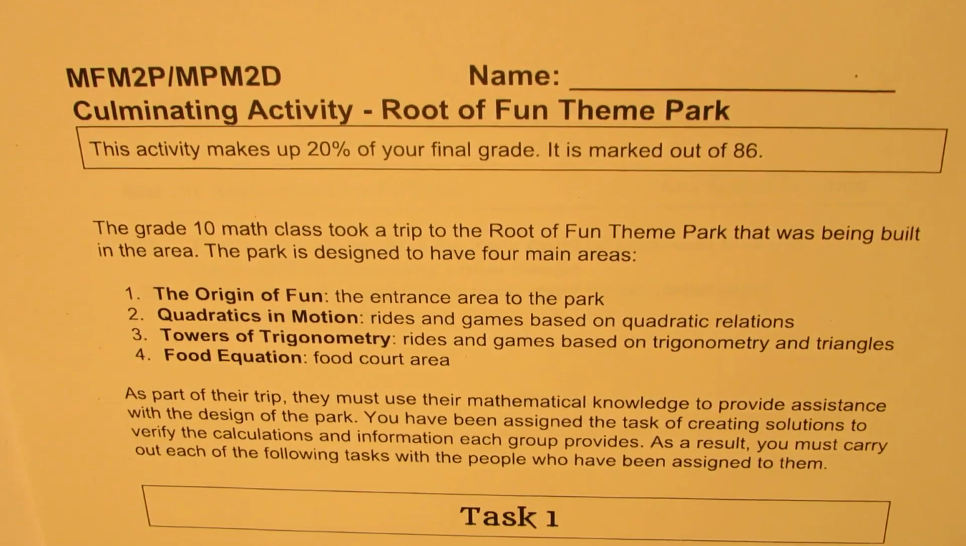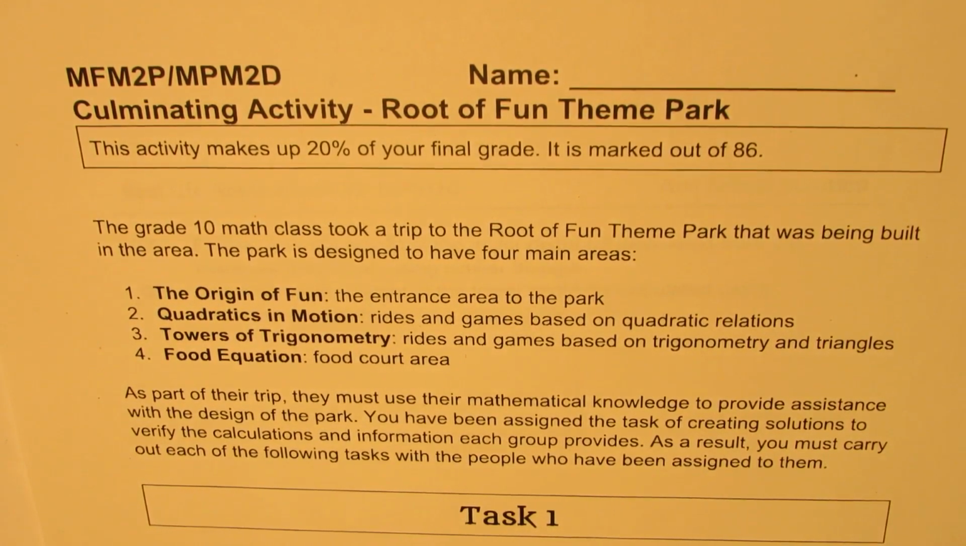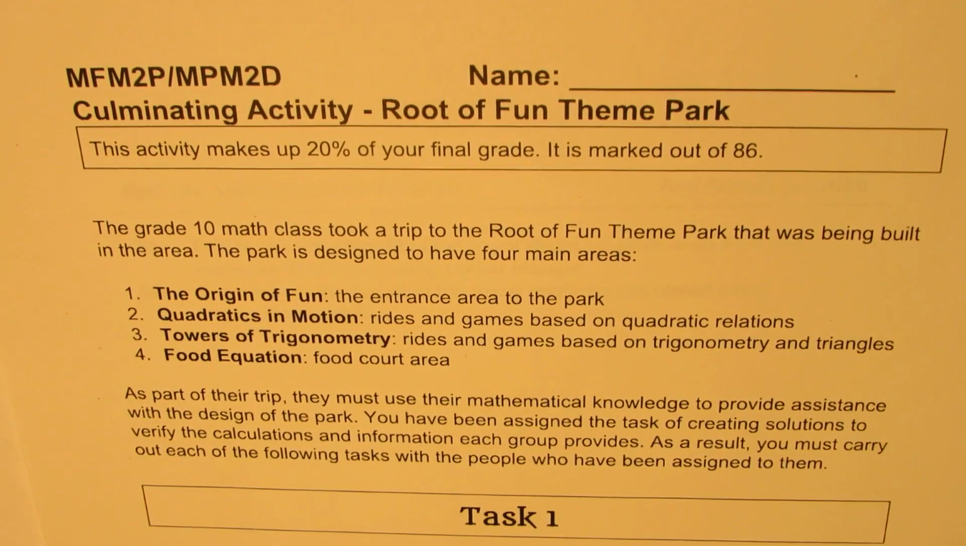So this is actually for the grade 10 students here in Toronto. The activity makes up 20% of your final grade. It's marked out of 86. The grade 10 maths class took a trip to the Root of Fun theme park that was being built in the area. The park is designed to have 4 main areas: the Origin of Fun, the entrance area to the park; Quadratics in Motion, rides and games based on quadratic relations; Towers of Trigonometry, rides and games based on trigonometry and triangles; and Food Equation, the food court area.